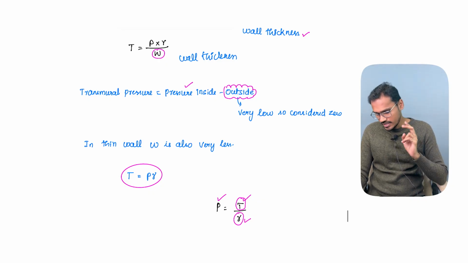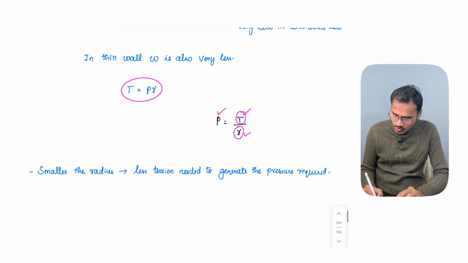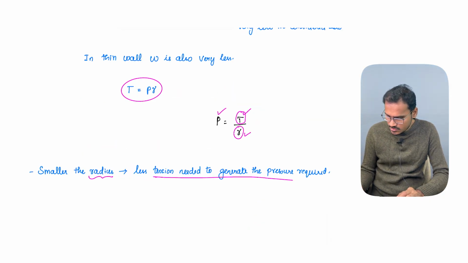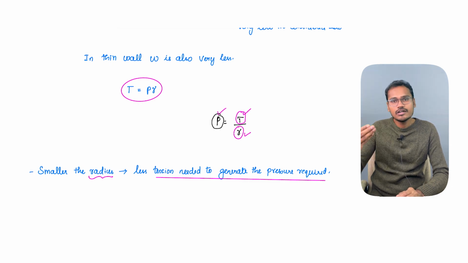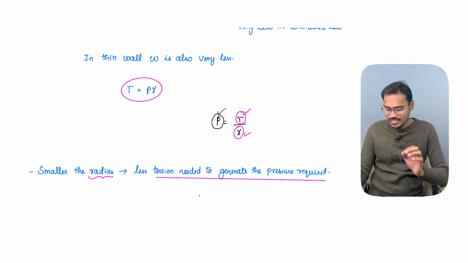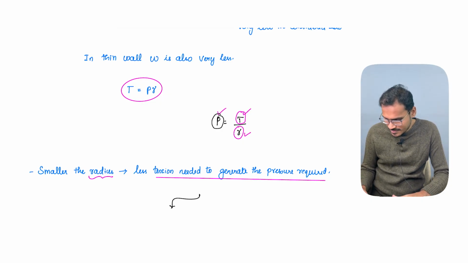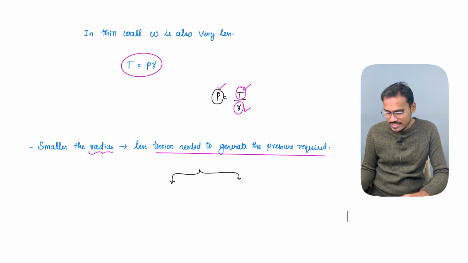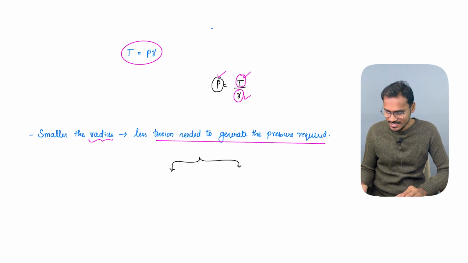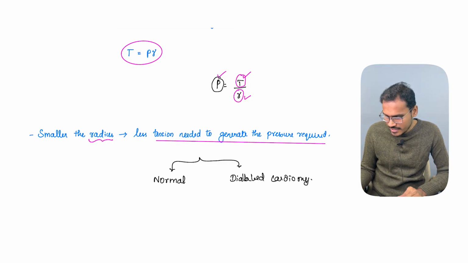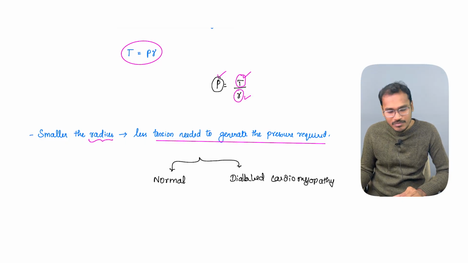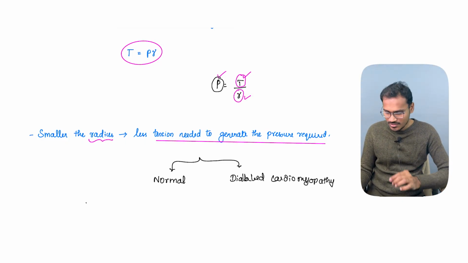So let's see two conditions. What is going to happen? The smaller the radius, the less tension needed to generate the pressure required. So if I have to keep the pressure constant, I have to manipulate the tension and the radius. Let's try to understand in a person. We will take an example of two people, how patients with dilated cardiomyopathy are at a disadvantage. First let's take a normal subject, and second a dilated cardiomyopathy patient. Many a time the dilation is completely harmful to the patient. Let's try to understand how.